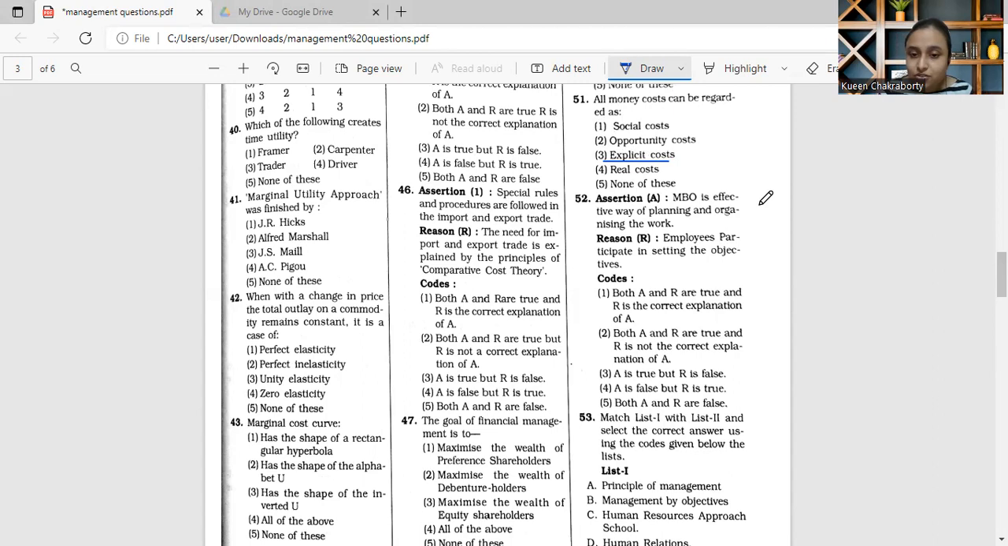This is again an assertion reasoning question. Assertion says that MBO is an effective way of planning and organizing the work. Reasoning says employees participate in setting the objectives. Codes: both A and R are true and R is the correct explanation of A; both A and R are true and R is not the correct explanation of A; A is true but R is false; A is false but R is true; both A and R are false. So these are the combination of codes that we have. Let's look into the question.